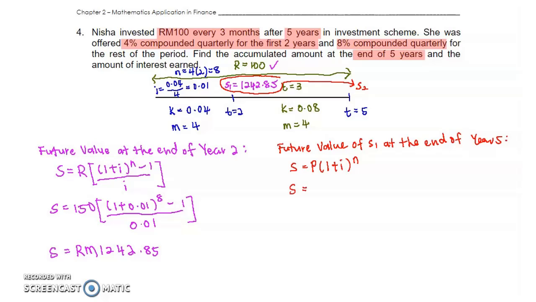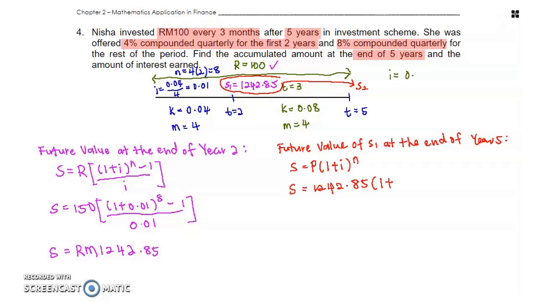Why? Because the interest is still compounding here. So now 1242 becomes the principal. Okay, how about I here? So another 3 years, now the rate is different. Okay, let's calculate I here.